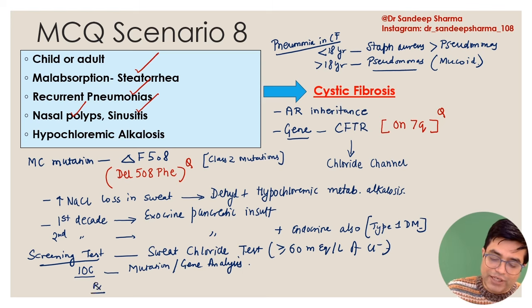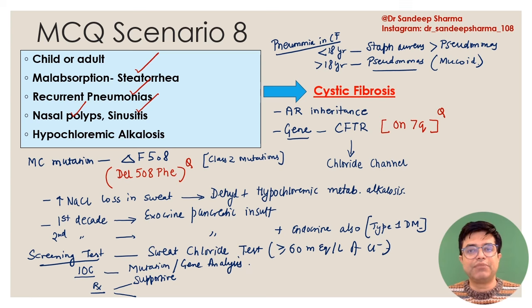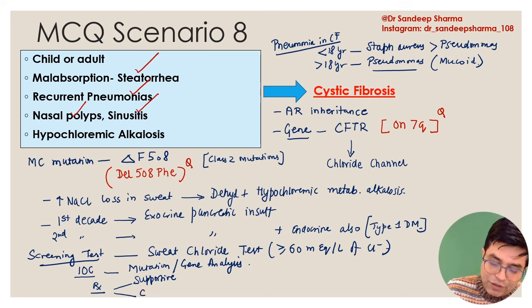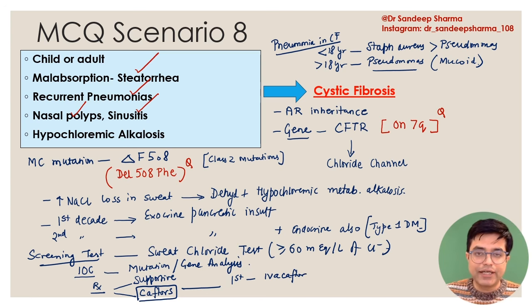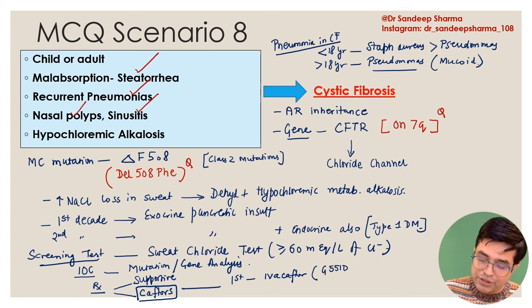Treatment requires 2 kinds of therapies. One is supportive therapy. In supportive therapy, you will give nebulization, chest physiotherapy, you will give antibiotics, plus you will use molecular agents. New agents are available, what are called as cafters. The first agent which was approved for use was called as ivacaftor. Ivacaftor does not target the common mutation, it targets the less common mutation called as G551D mutation.